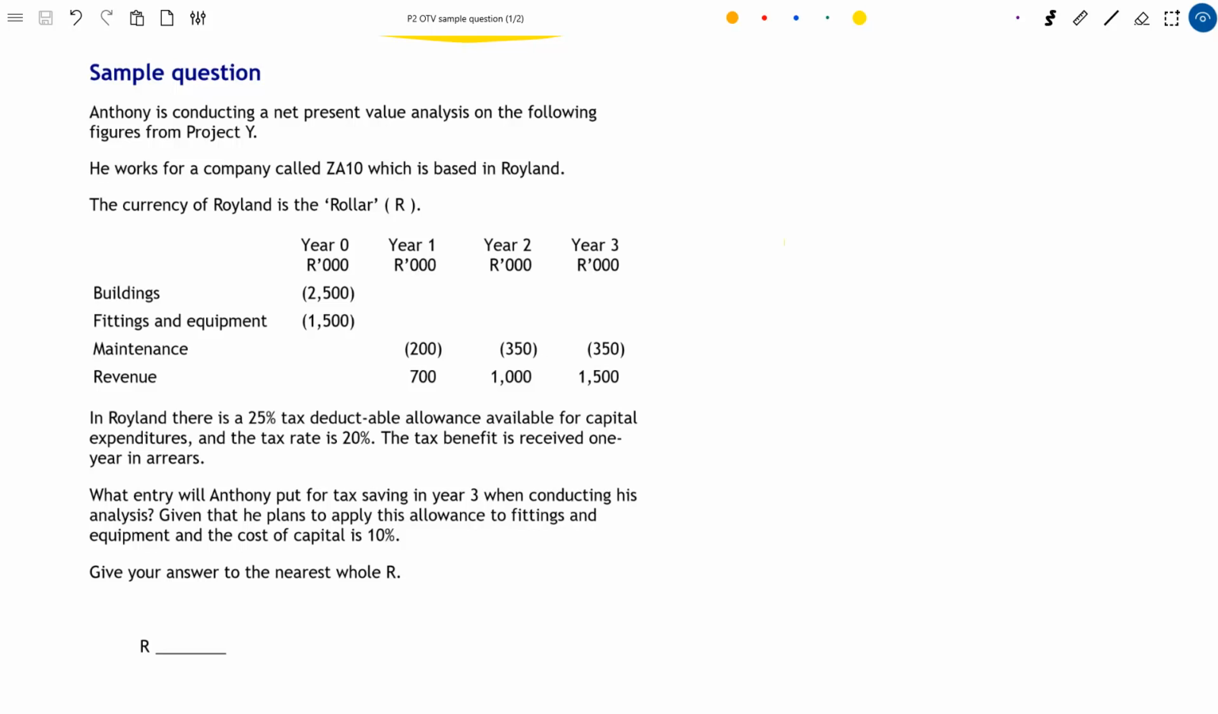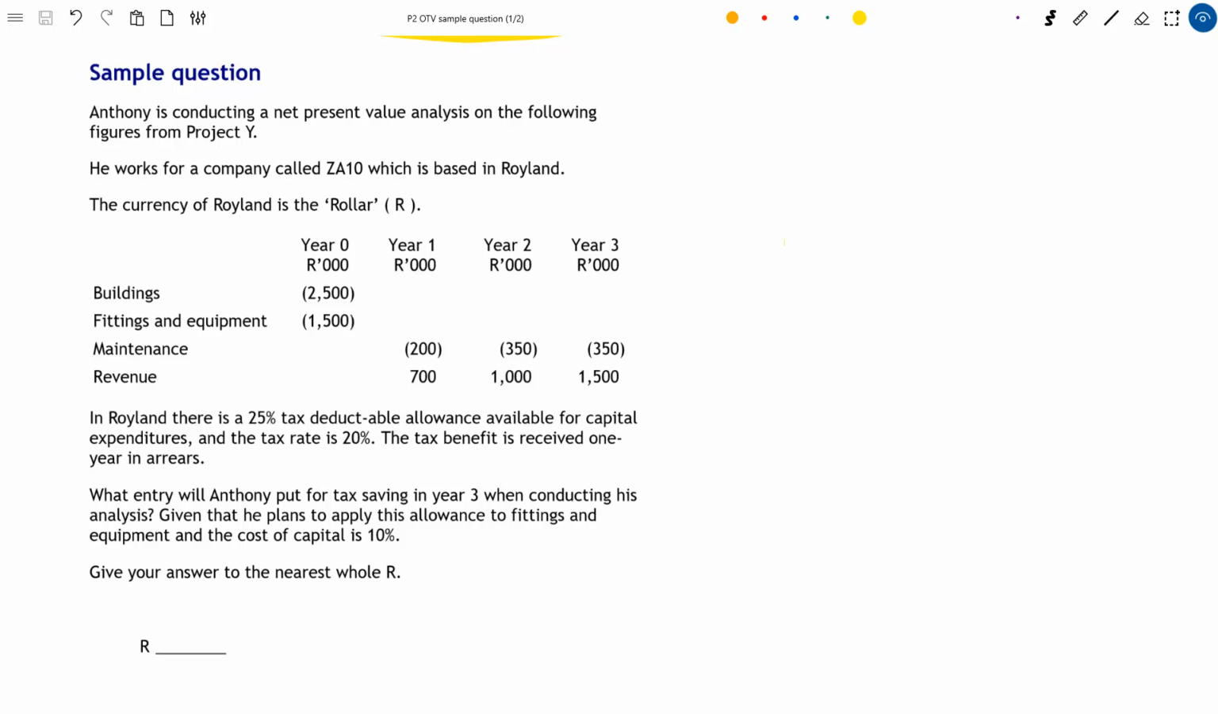He works for a company called ZA10, which is based in Royland, and there is the Royland currency, the roller. We've got 3 years here in our information. We've got buildings, fittings and equipment, the maintenance cost of the project, and then finally the revenues of the project. And in Royland, there is a 25% tax deductible allowance available for capital expenditures, and the tax rate is 20%.